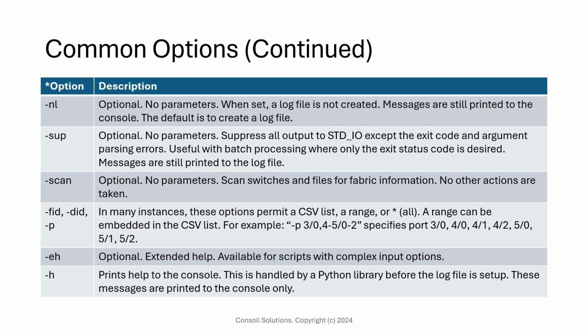The -EH option prints extended help information to the log and the console. It is supported with scripts that have complex input. No other processing occurs when you use that option. -H prints basic help information for the inputs as well as a module description. And again, no other processing takes place.